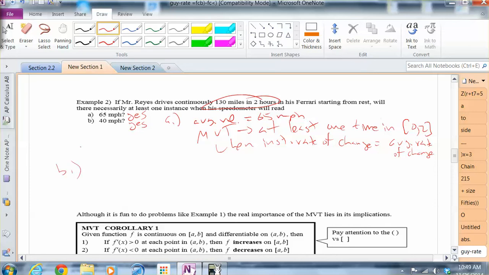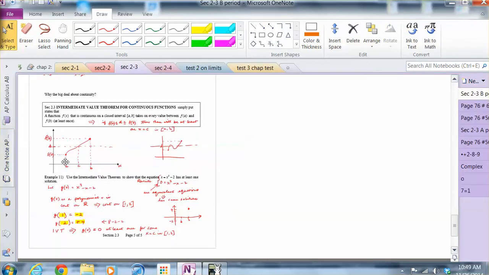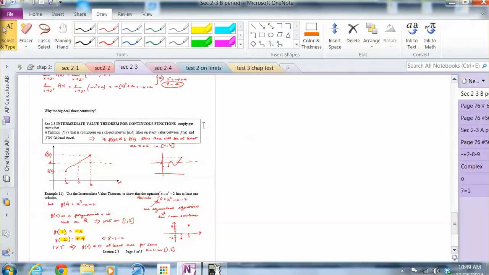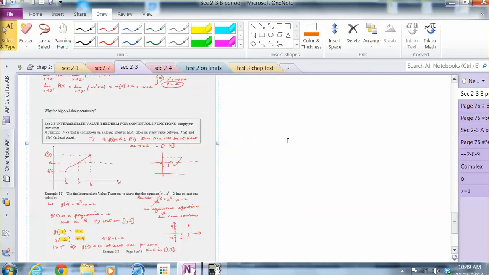Now for part B, this is actually according to IVT. Now if you forgot IVT, this is from the section 2.3 notes, last page, I think page 5. I'm going to try to see if I can expand this without ruining the ink. Yeah, I kind of just ruined it. Let me just undo that.